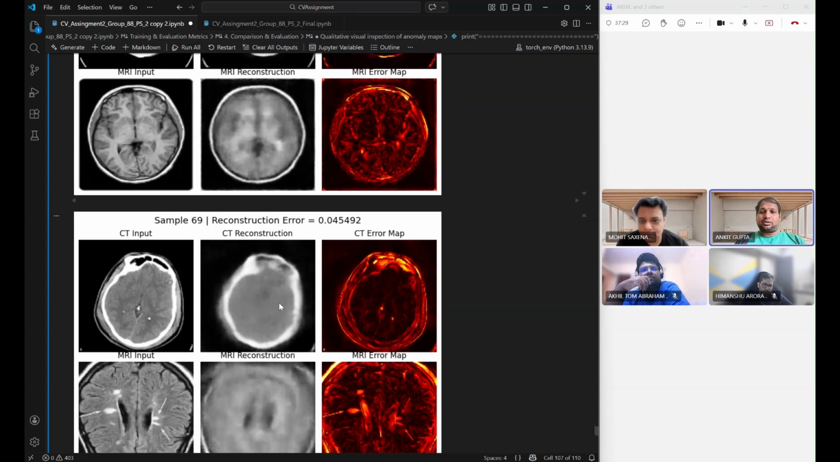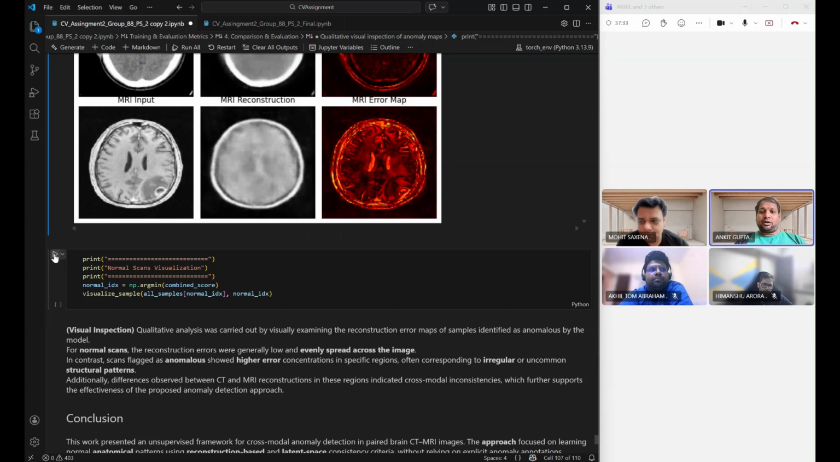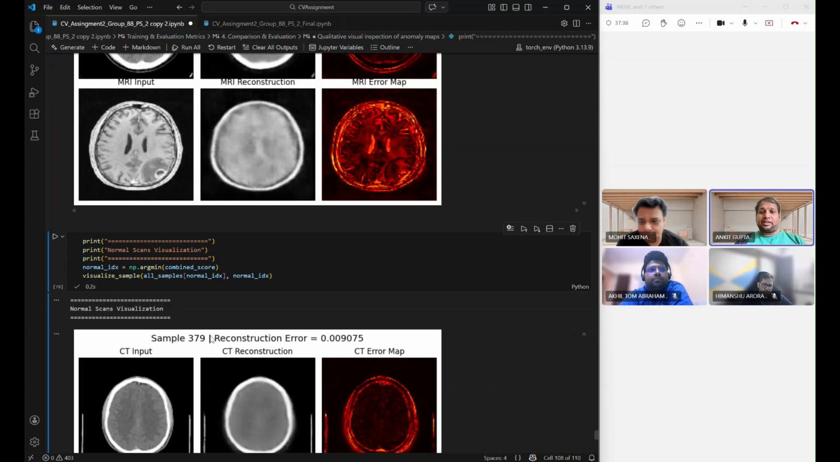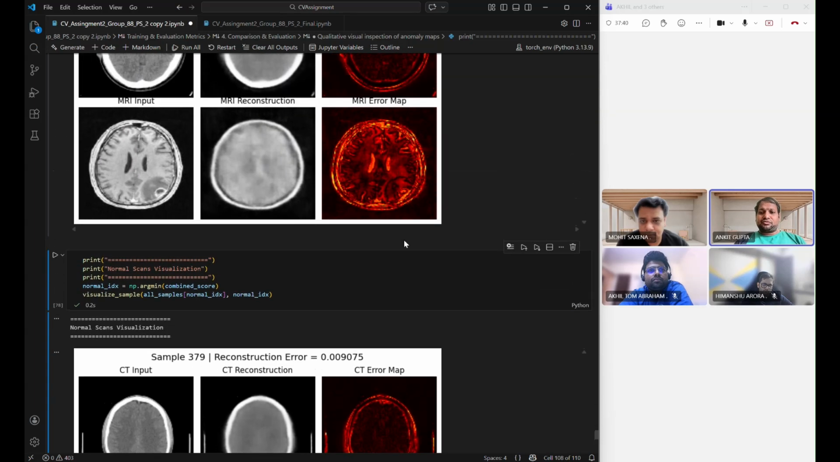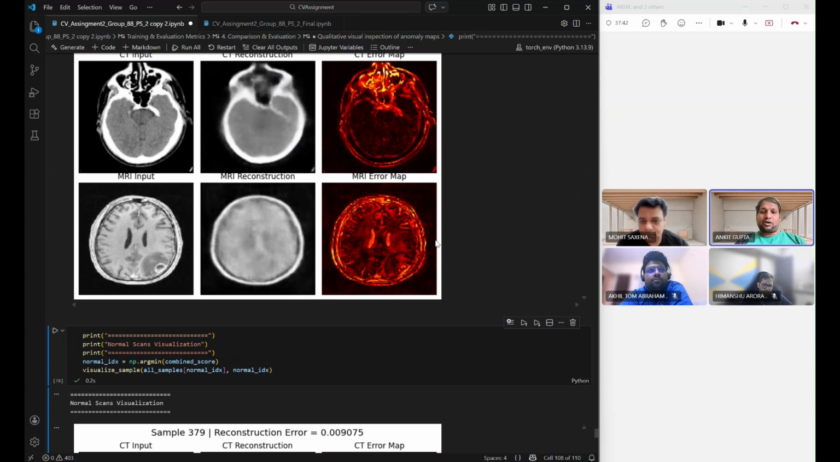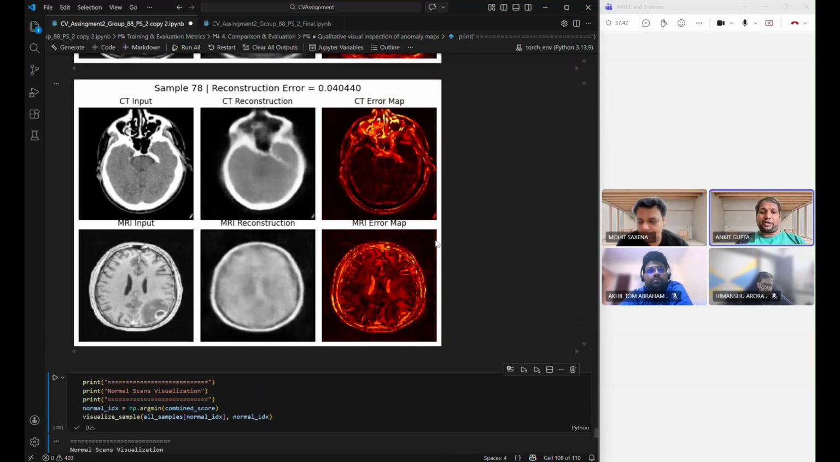But if it's a tumor, the model doesn't know how to draw it, so it messes up that spot. When we look at the difference map, that particular area lights up. It gives us a really nice visual way to explain why the model thinks that something is wrong there, and we are able to identify the anomaly.